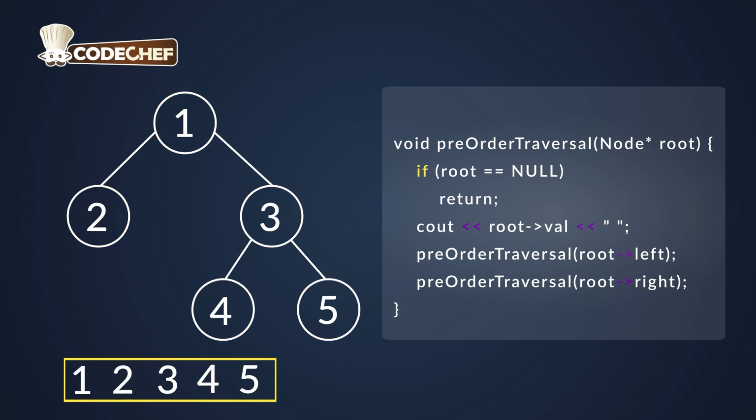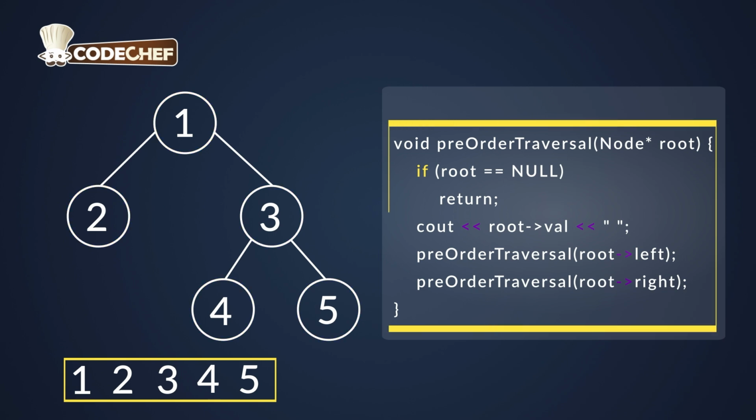We visited each number in a specific order. The top number first, then the left, and then the right. In technical terms, pre-order traversal means visiting the root node first, then recursively visiting the left subtree, and finally, recursively visiting the right subtree. It's like a systematic way of exploring every part of the tree.